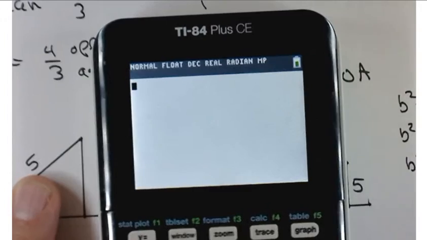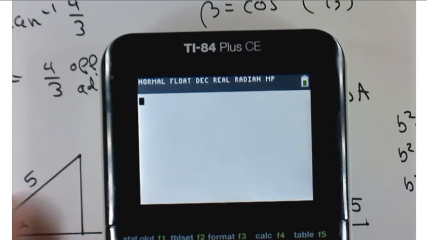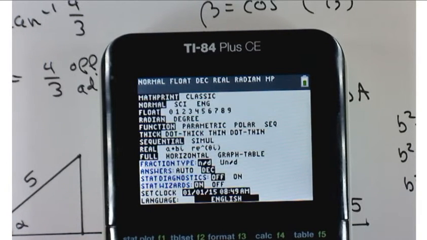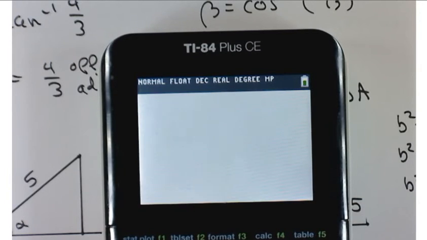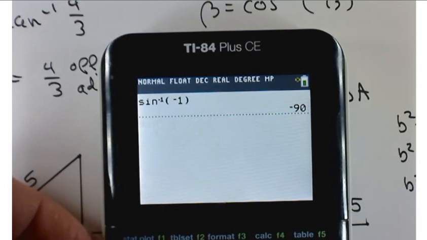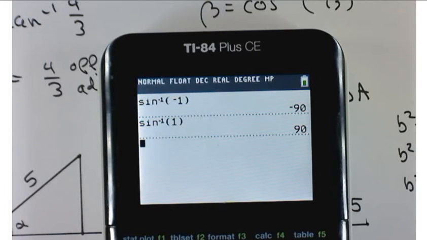And I get negative 90. If I did the same thing with a positive 1, then I'll get positive 90. And that's telling me that the inverse sine has as its range the values between negative pi over 2 and pi over 2. So you're in the fourth quadrant. Now when I repeat that with the inverse cosine, then I get 180 degrees and 0 degrees, really. So inverse cosine has as its range 0 to 180.